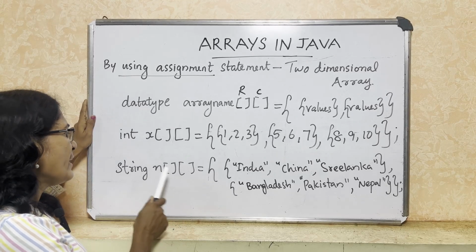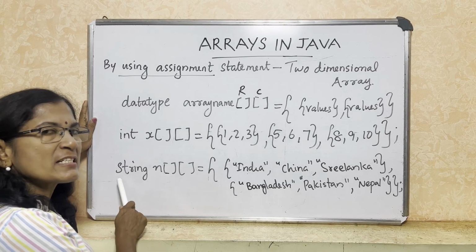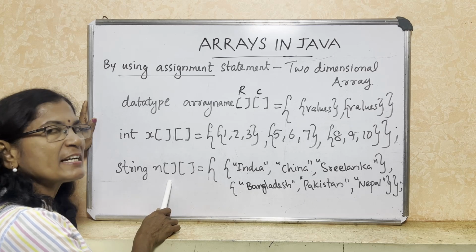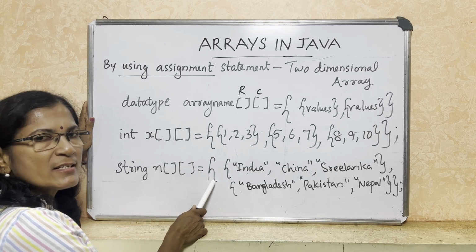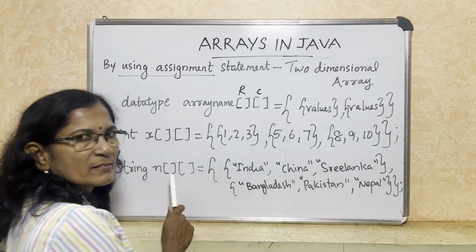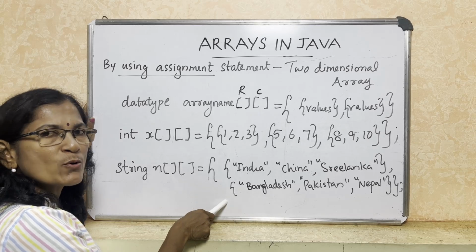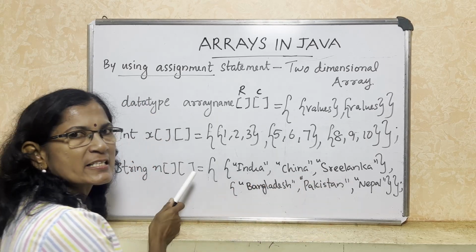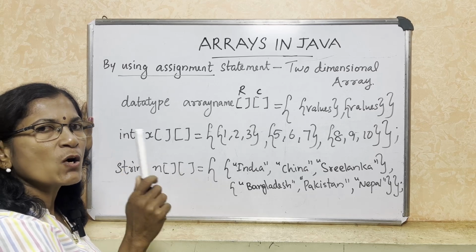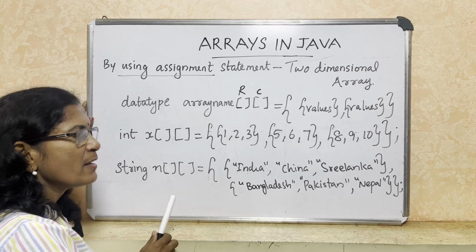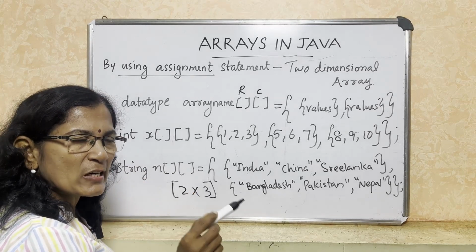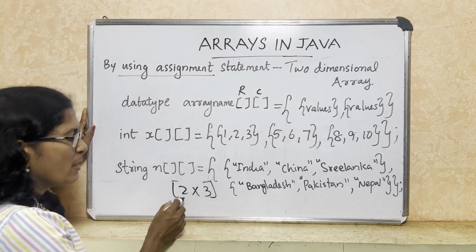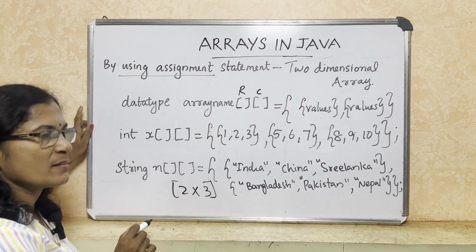And the next one is an example for a string array, a two-dimensional string array. In this, 2 groups are given. So there will be 2 rows in the two-dimensional array. And each group has 3 strings. So there will be 3 columns in the two-dimensional array. The order of this matricular structure is 2 by 3, 2 rows and 3 columns.